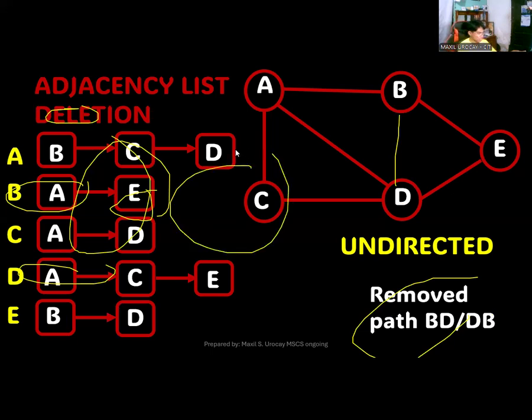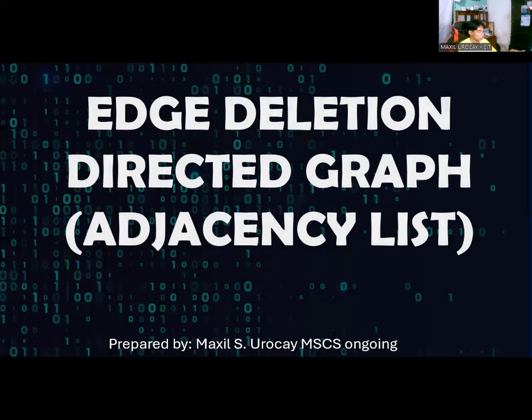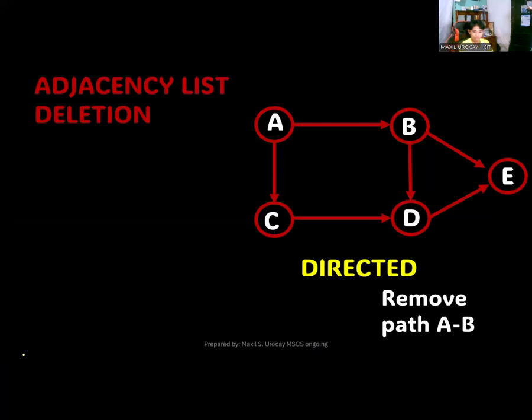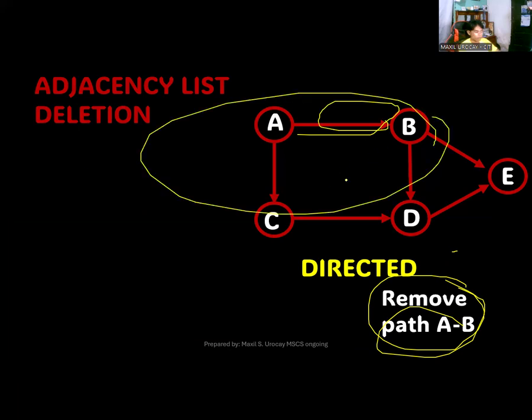That will be for the edge deletion in terms of the undirected graph. So let's proceed with the edge deletion in terms of the directed graph. Suppose that we have a graph like this. It will be the deletion of a specific path: remove the path from A to B. So is there a path from A to B? Let's check that one. There is a path present in your graph, so we are going to remove that one.